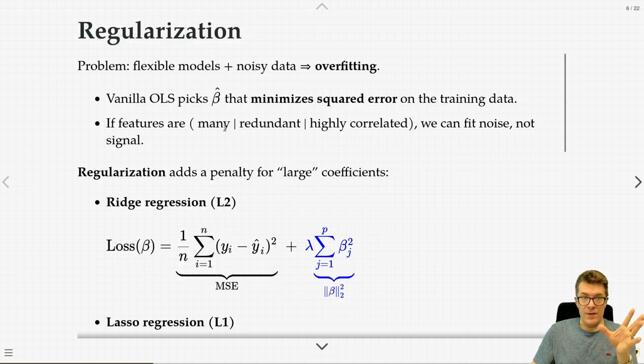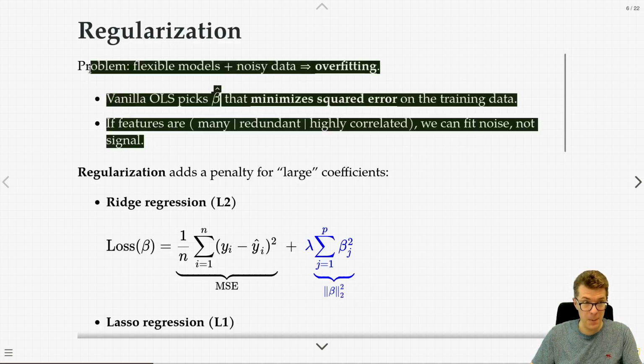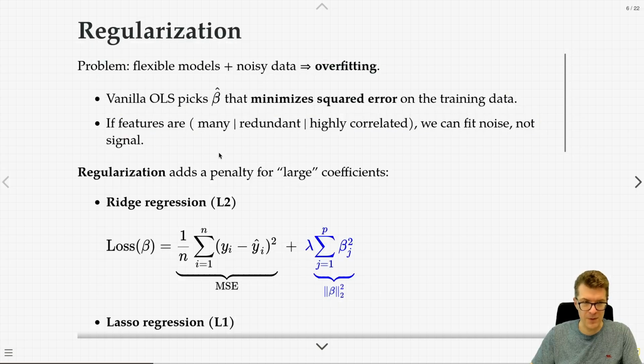Now, if there are many features, and some of these features are redundant, or some of these features are highly correlated, I put this in sort of the logical form. If it's this, or this, or this, or any combination of them, then we can end up fitting the noise, like I mentioned, not the signal. That's a bit of a different problem than overfitting, but they're closely related, so I'm going to leave it there for now. The nuance is not important.